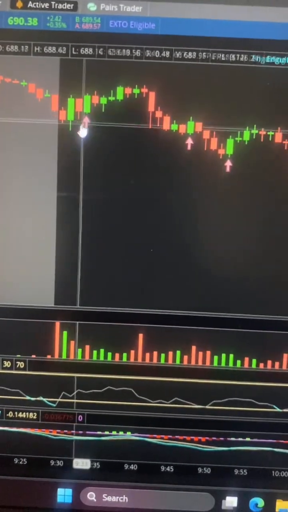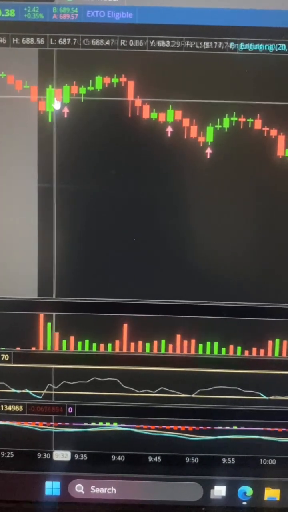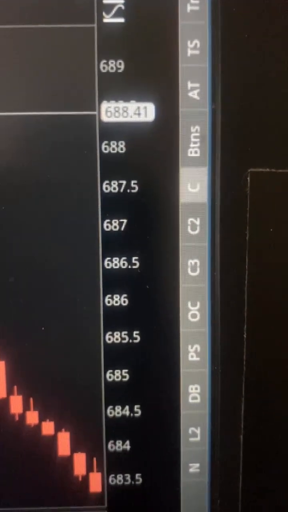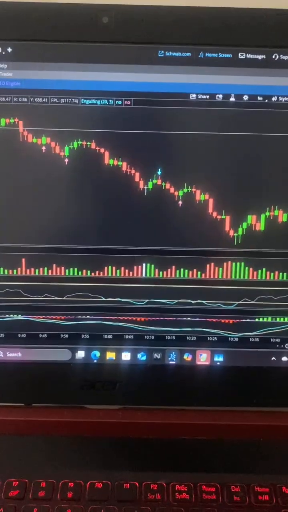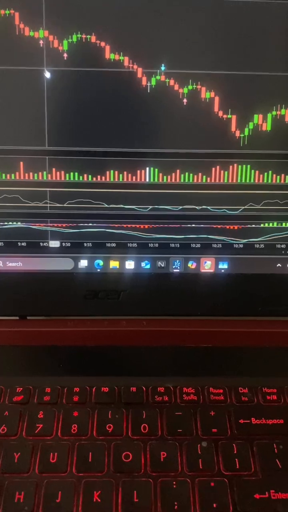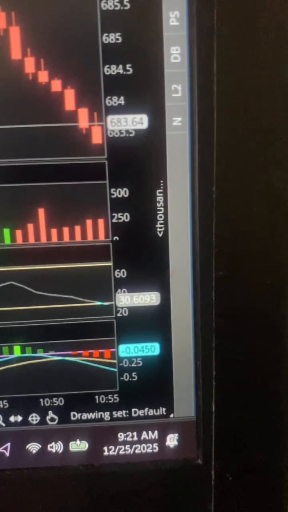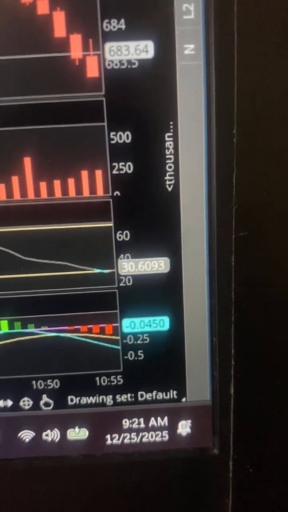Day 2. 1, 2, 3, 4, 5. It's telling us to the downside. Price 688.41. So just this first move down right here. Sorry about the candle shake, but it's a quick way to do it. 688.41 to 683. That's like a $5 move.